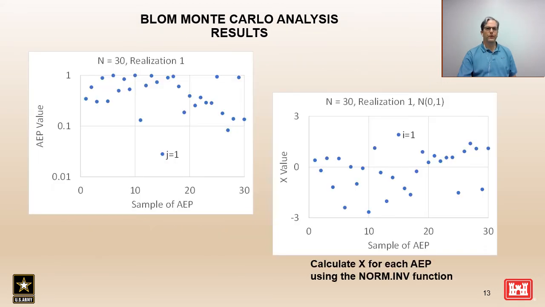Here's a look at the results from the Monte Carlo analysis. So in the figure on the left, we start again with a sample size of 30 by generating 30 random samples of AEP. Then in the figure on the right, we calculate corresponding values of x, assuming that we have a normal distribution with a mean of 0 and a standard deviation of 1. From those values of x, we identify the largest x value that corresponds to the smallest AEP value and record it as the result for that realization.